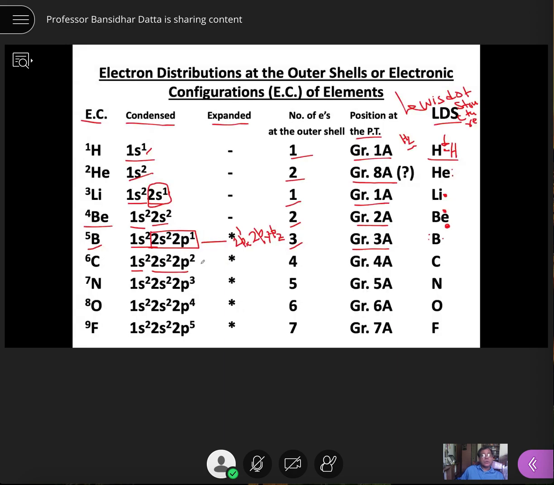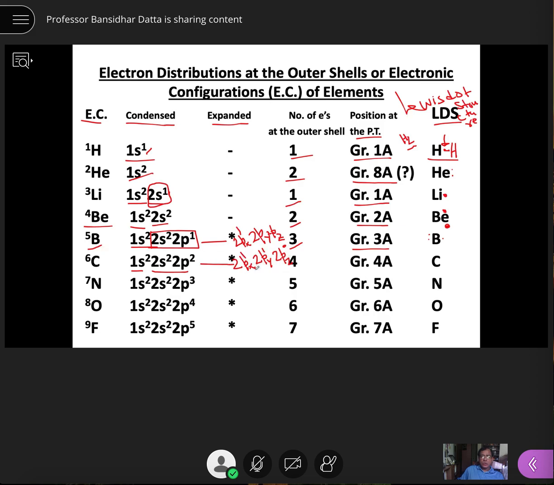So the expanded one will be, you write the same thing, 1s2, 2s2, then write down 2px, 2py and 2pz, because they are x, y, z. Now you have 2 electrons. Tell me, how will they go? You'll go to 2px1, 2py1, and 2pz0. You don't have to write the 2pz then, because it's 0. You cannot write 2px2 and the other 0.